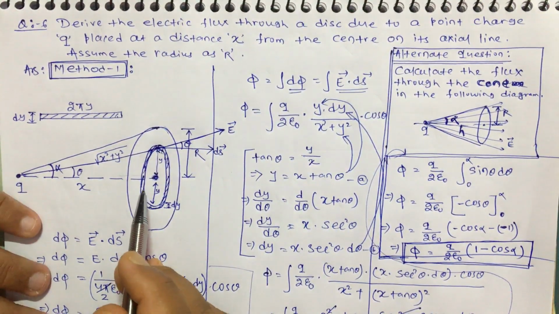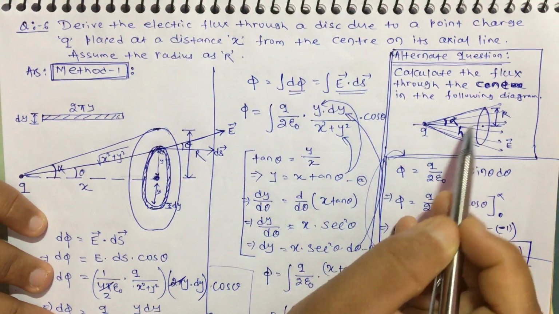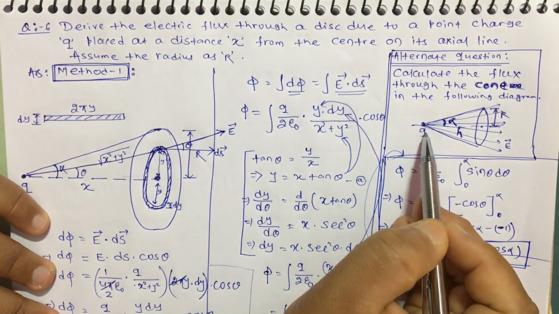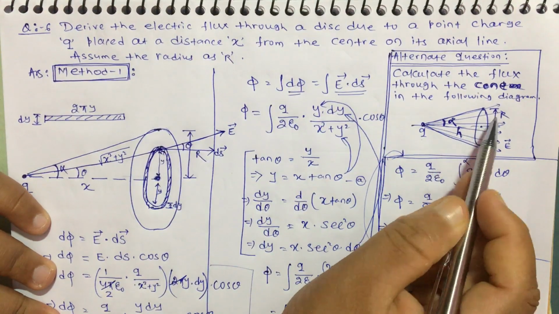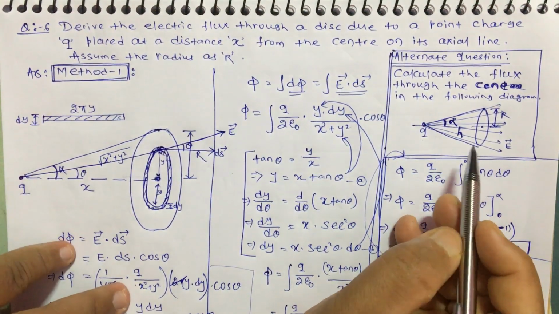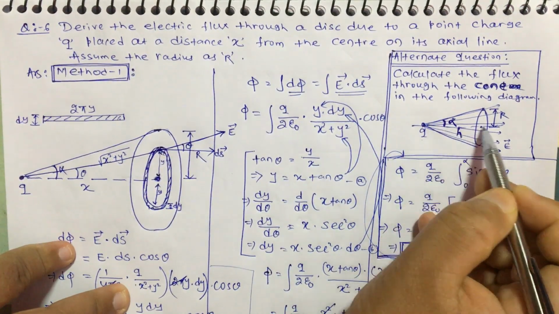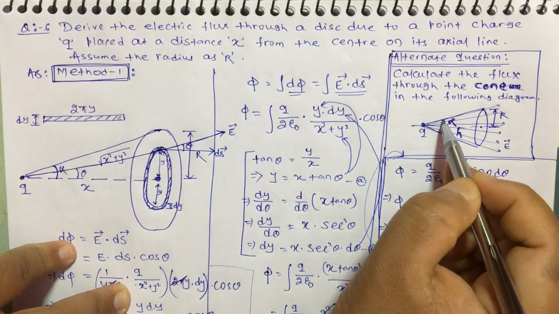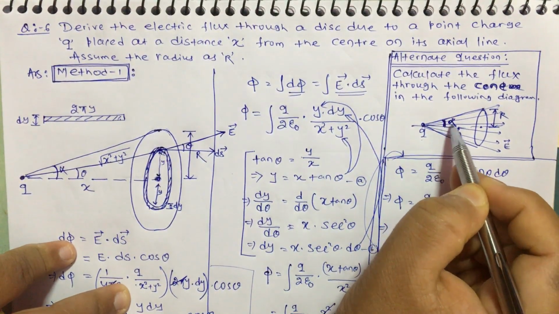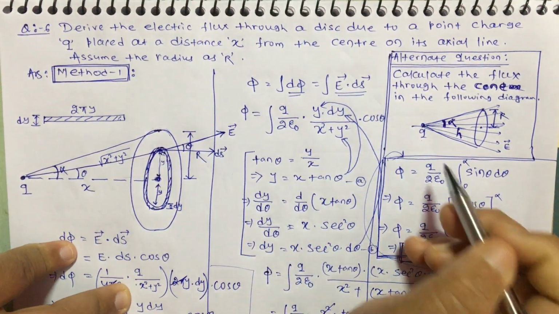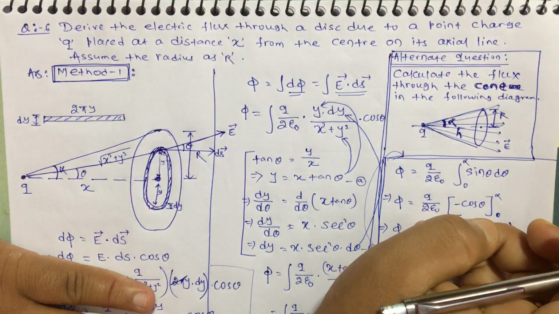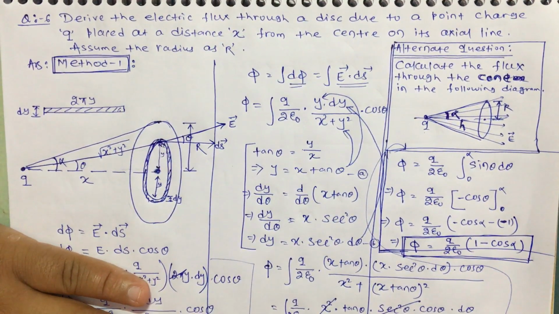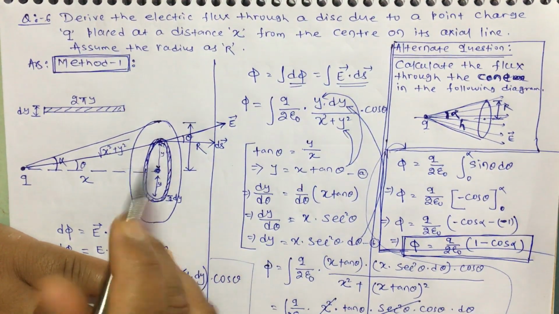And also this question can be alternatively asked like this: there is a cone, and at this point, at the vertex, there is a charge q, and you have to find the flux through the cone. Same question. So here in case of a cone, this distance may not be x, it may be h, the height of the cone, and this radius is r, and the half angle of the cone is given by alpha. Normally the cone answers are written in terms of alpha. So I can solve this question or this question the same way. So I will write the final answer in terms of alpha and also in terms of x and r.